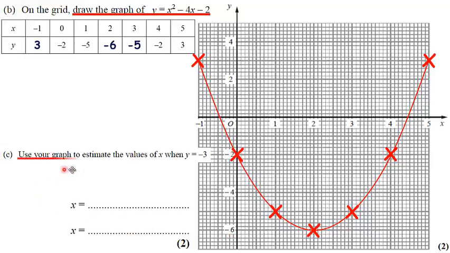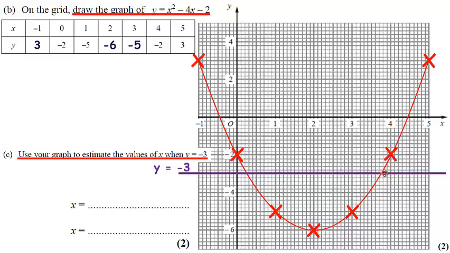The next part of the question says, use your graph to estimate the values of x when y is equal to minus 3. Now y is equal to minus 3. Look at the y-axis. On the y-axis, where is minus 3? Minus 3 is over here. And y is equal to minus 3 along that line, all the way along it. So I'm going to draw that line. Get your ruler out and draw a horizontal line going through minus 3, and that line is called y is equal to minus 3. To work out the values of x where y is minus 3, look at the 2 points where this line and the curve meet.